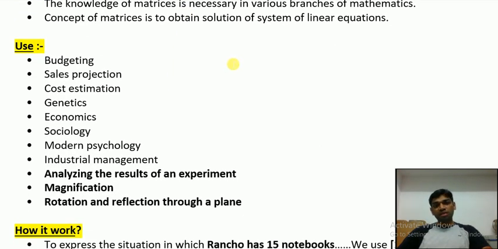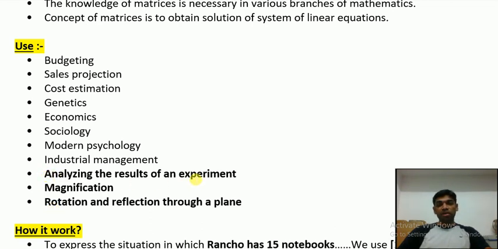So, to obtain the solution of a system of linear equations, mainly this matrix chapter is used. This is the basic concept and the basic use, and using this basic concept we can find solutions in many fields like budgeting, sales production, cost estimation, genetics, economic sociology, modern psychology, industrial management, analyzing the result of an experiment, magnification, and rotation and reflection through a plane. These last three purposes are mainly based on engineering.